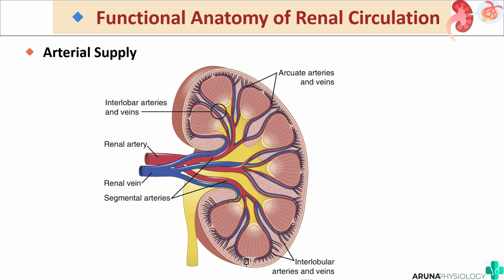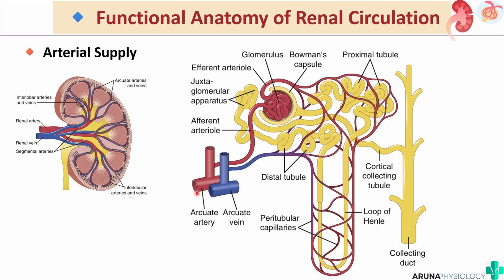So we know that the arterial supply of the kidney is supplied by the renal artery, which is a branch of the abdominal aorta. The renal artery, once it enters through the hilum, divides into the segmental arteries. From there, it further divides into interlobar arteries, and from there into arcuate arteries and interlobular arteries. So it is from these arcuate arteries that we have the afferent arteriole, which forms the glomerulus along with the efferent arteriole. The efferent arteriole then further breaks down into the peritubular capillaries and then drains into the arcuate vein, which in turn drains into the renal vein, and so on.